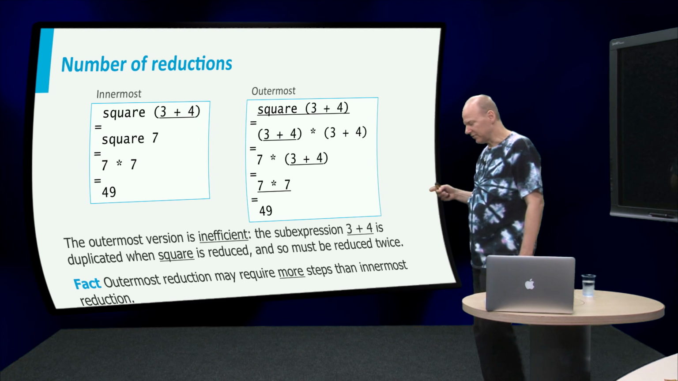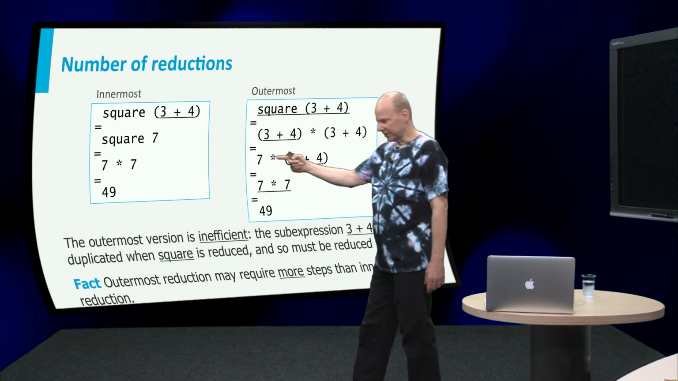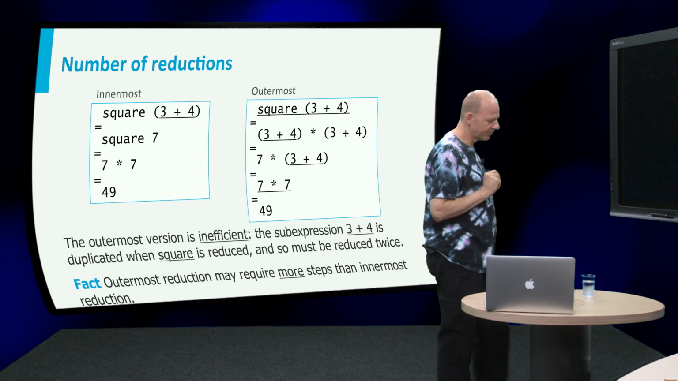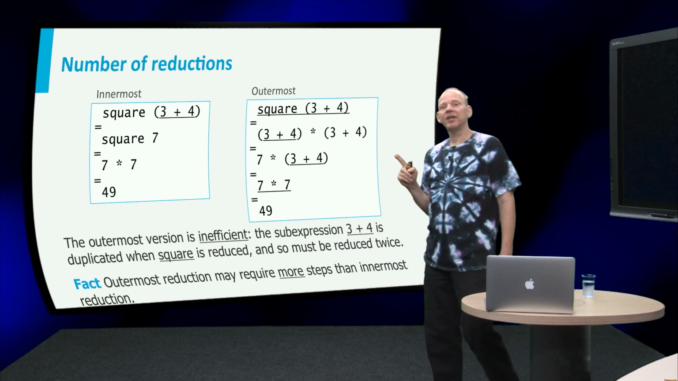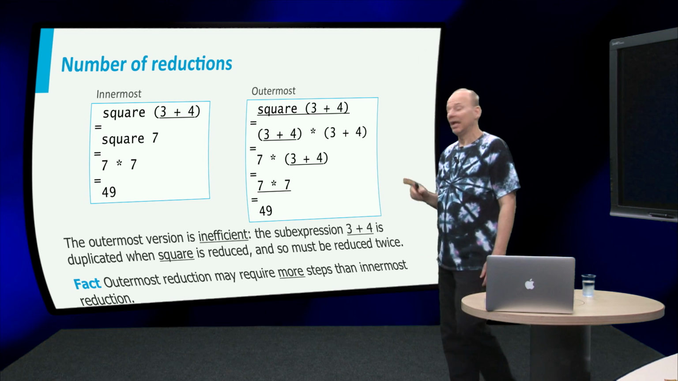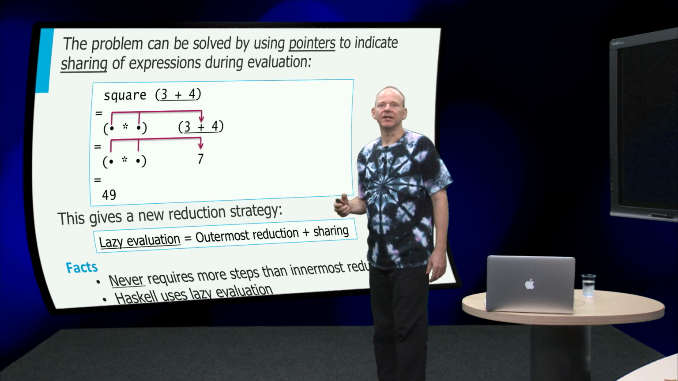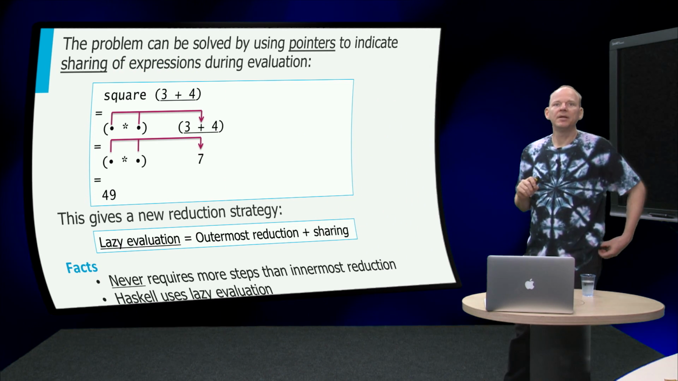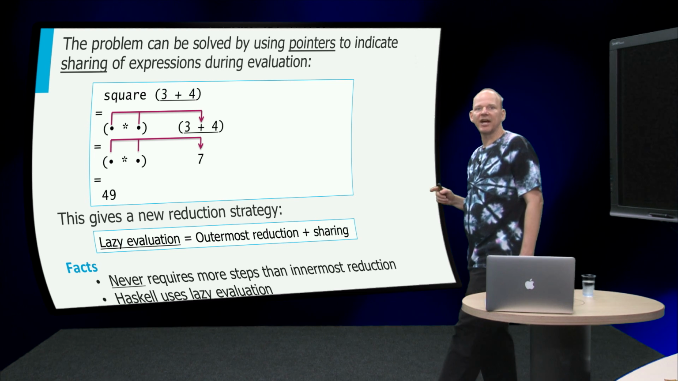But as we have seen, sometimes innermost reduction will not terminate. Here's the crucial question. Is there a way to have our cake and eat it too? And it turns out that there is. And the way we solve this problem is by using sharing.